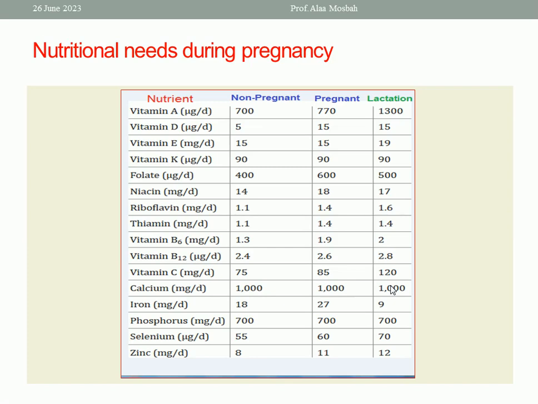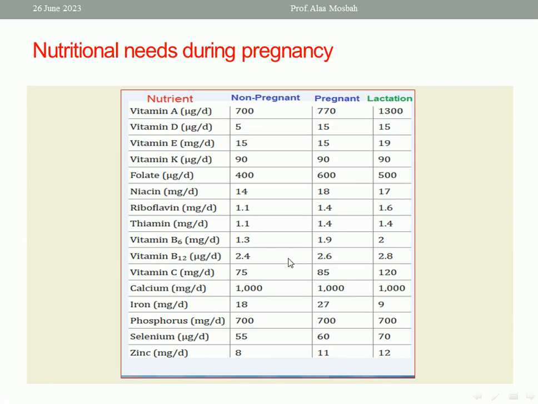This is very important. Okay, also iron supplementation start after the first trimester up till the end of pregnancy. The daily requirement during pregnancy is 27 milligram per day. Okay, of course, increased than non-pregnant lady. This is a daily requirement. Also, zinc is important, 11 milligram per day.